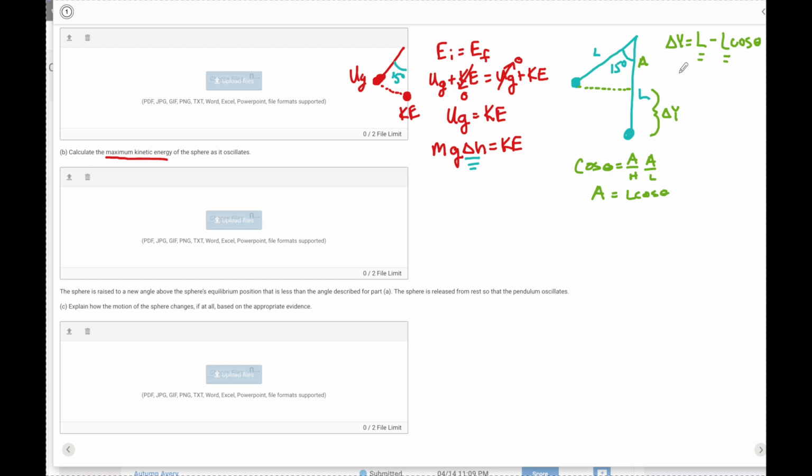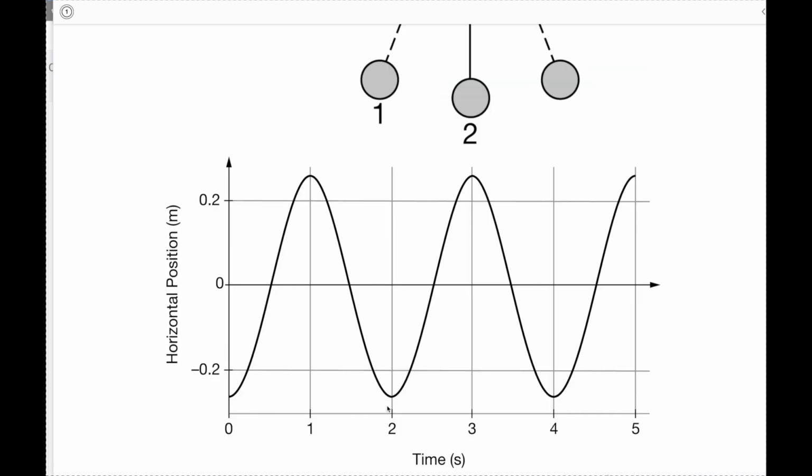But now we get ourselves stuck again because I don't know what L is. So is there a way that I can find L? Well, it should have jumped out at you already that if you are going to be using a pendulum, they're probably going to ask you to use the period of a pendulum formula that's given on your reference table, which is 2 pi square root L over G. And guys, the period of the pendulum is given on the graph here, right? A period is one full cycle, which is going to be 2 seconds.